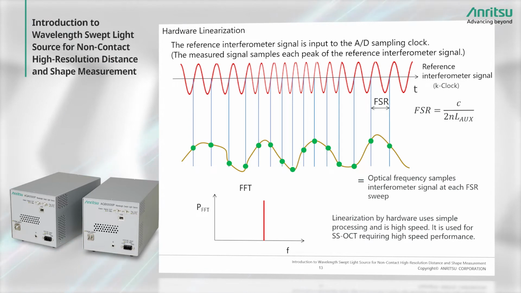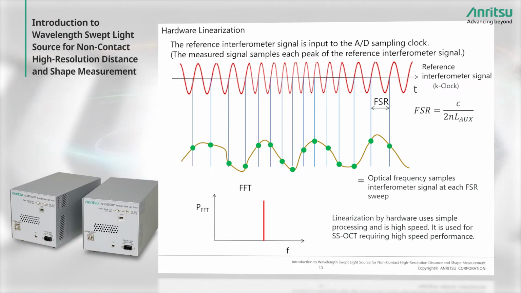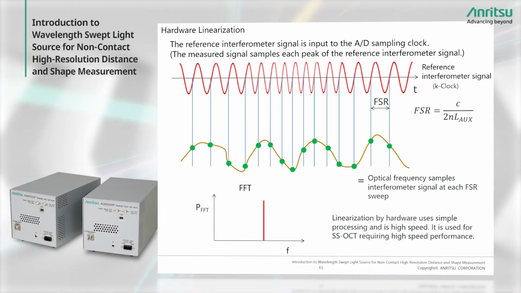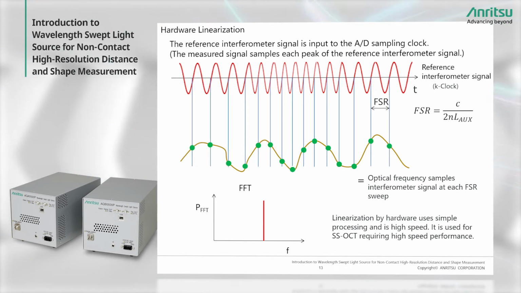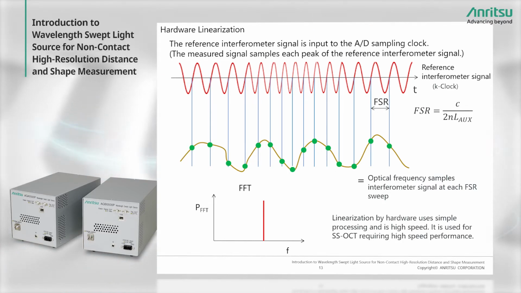Right now, I'll explain hardware linearization in more detail. In this slide, the red curve is the reference interferometer signal, and the yellow curve is the measurement interferometer signal. The signal shown in red is input to the AD converter clock, and the signal shown in yellow is input to the normal measured signal channel.